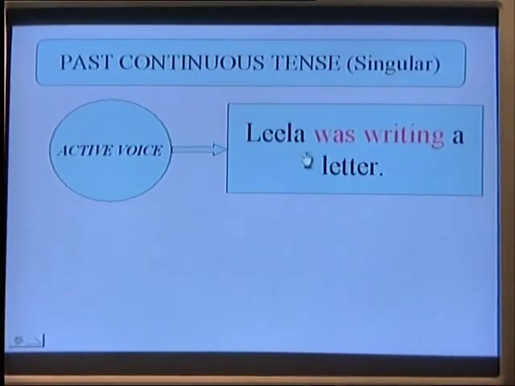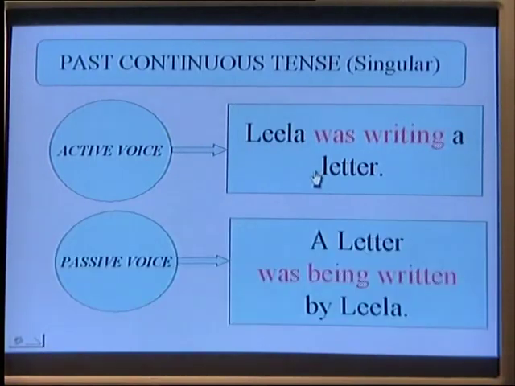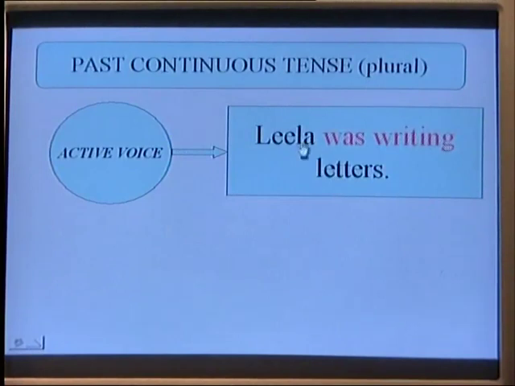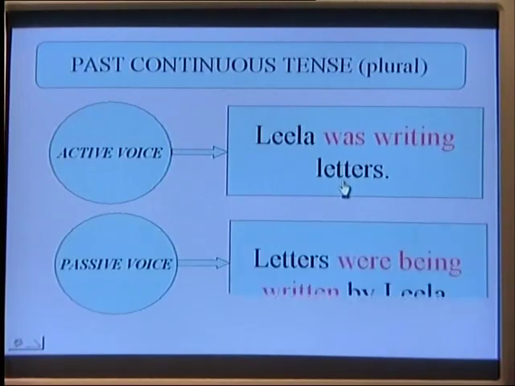Look at this sentence. Leela was writing a letter, past tense. What is the passive form? A letter was being written by Leela. Look at this sentence. Leela was writing letters. Now, the object is plural. Letters were being written by Leela. Okay?